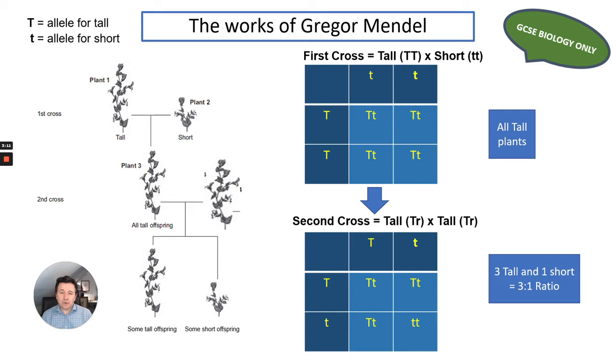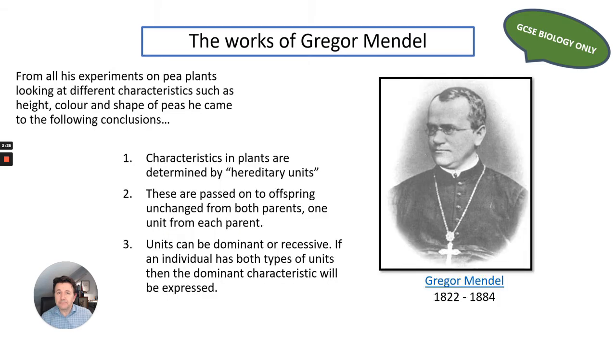Now, if you then cross the two tall plants, what we call the heterozygous dominant plants, you'll notice that we get 3 tall and 1 short. This is known as a 3-to-1 ratio, and this is something that you would find in lots of different species, not just plants but also animals. It's a law of genetics basically, and it shows the inheritance of characteristics.